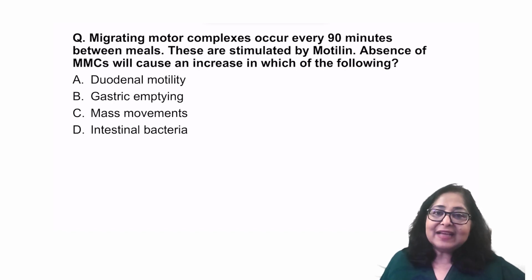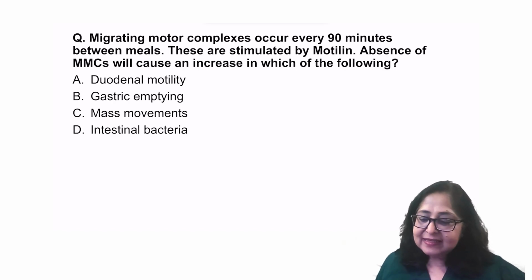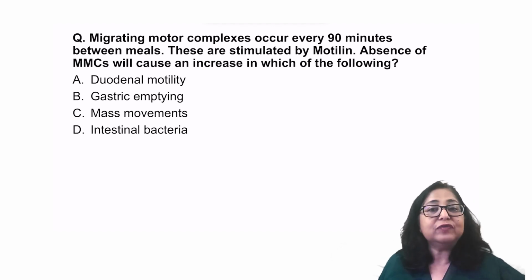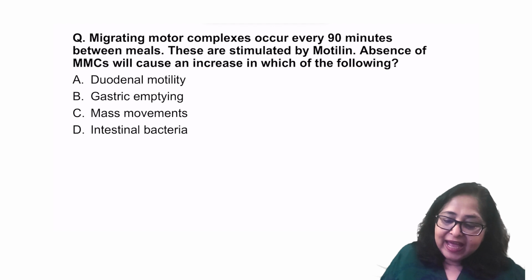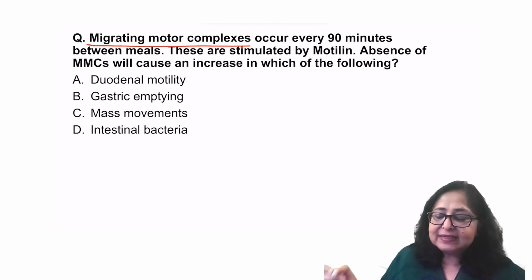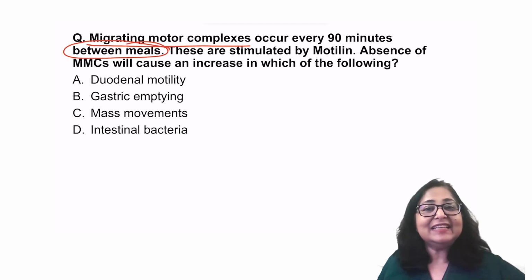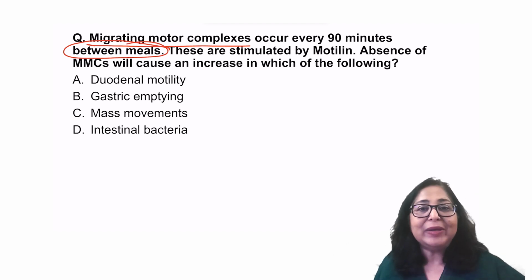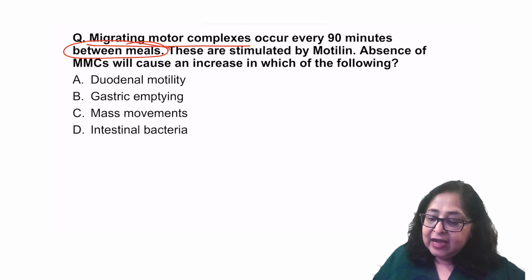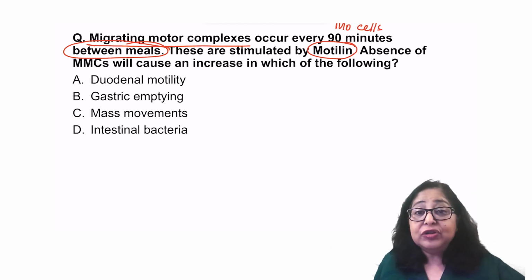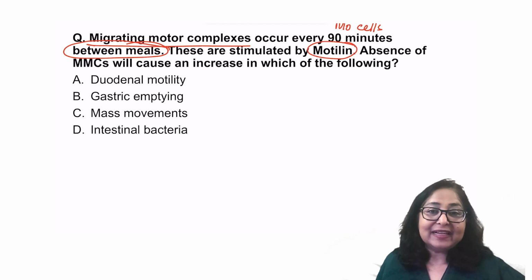Migrating motor complexes occur every 90 minutes between meals. These are stimulated by motilin. Absence of MMCs will cause an increase in which of the following? Now, when I look at the migrating motor complexes, the first important point is they occur in the interdigestive period between meals. They are stimulated by a hormone which is known as motilin. Motilin is secreted by the Mo cells. It is not a neuronal activity, it is a hormonal activity.